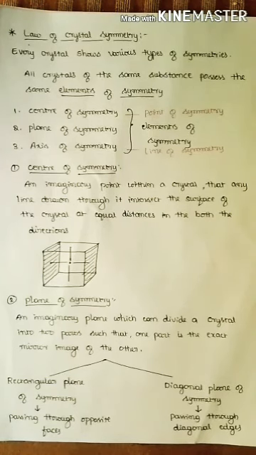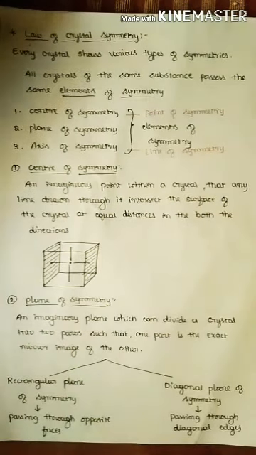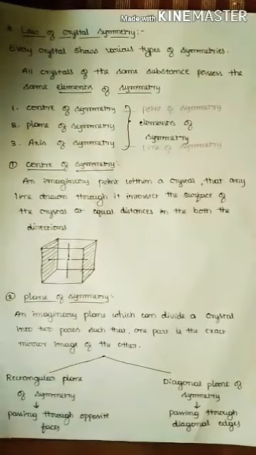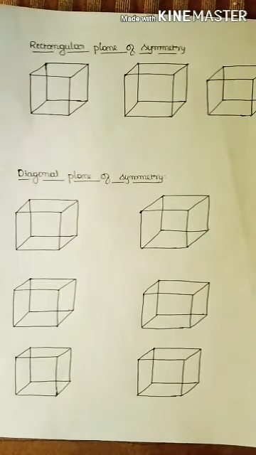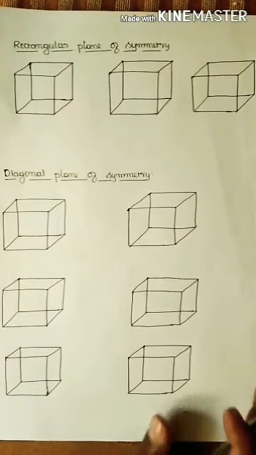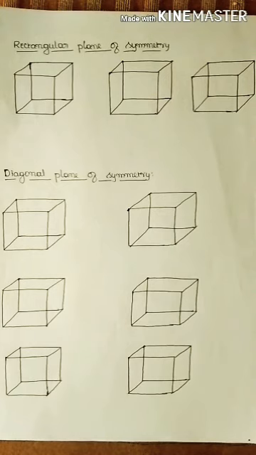In each crystal system, there will be a certain definite number of rectangular as well as diagonal planes of symmetry. And since we are discussing the cubic crystal system, in the cubic crystal system there will be a total of 9 planes of symmetry. Among the 9 planes of symmetry, there are 3 rectangular planes of symmetry and 6 diagonal planes of symmetry. Now we shall look over the rectangular as well as diagonal planes of symmetry in the cubic crystal system.